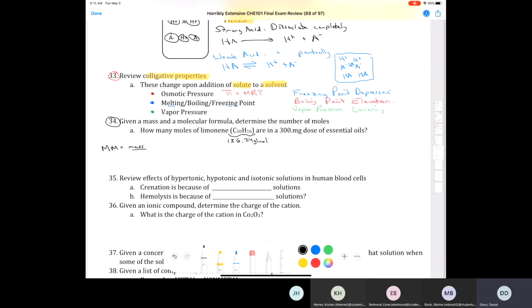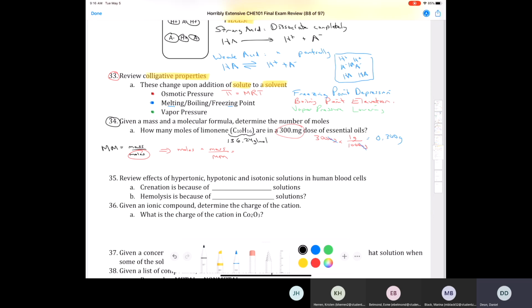And of course, we know that molar mass is equal to mass divided by number of moles, and we can rearrange that and solve for number of moles, and therefore number of moles is going to be equal to the mass divided by the molar mass. And so we have our mass, but it's given to us in milligrams, so we need to convert that into grams. And so we'll say 300 milligrams, and we know that in 1 gram we have 1,000 milligrams. So milligrams cancel out, and we end up with 0.300 grams.